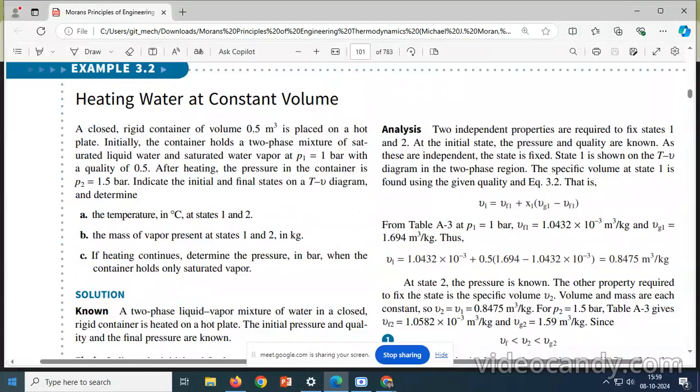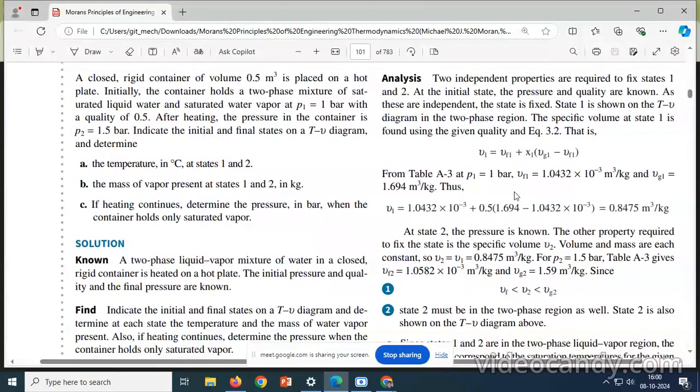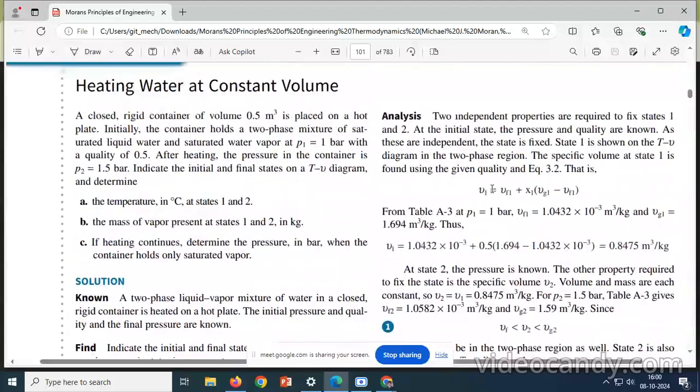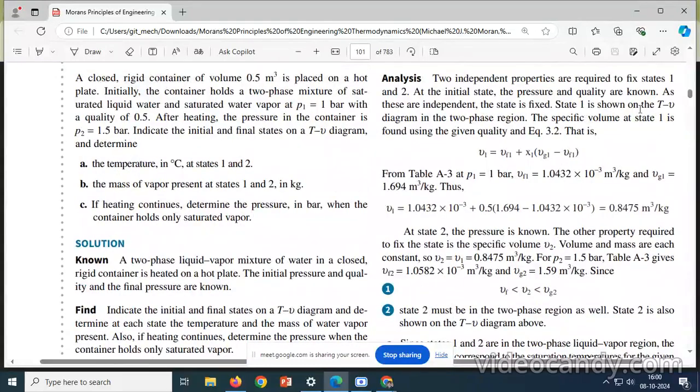Okay, here you can read. Two independent properties are required to fix a state. So for any state you want to fix, two properties should be known. At the initial state, pressure and quality are known. As these are independent, the state is fixed, correct? So point 1 is fixed because of the quality and pressure. Both are mentioned. Temperature is not mentioned. Volume is also not mentioned. Based on that, they have fixed this point 1. State 1 is also shown in the T-v diagram. It is in the two-phase region.